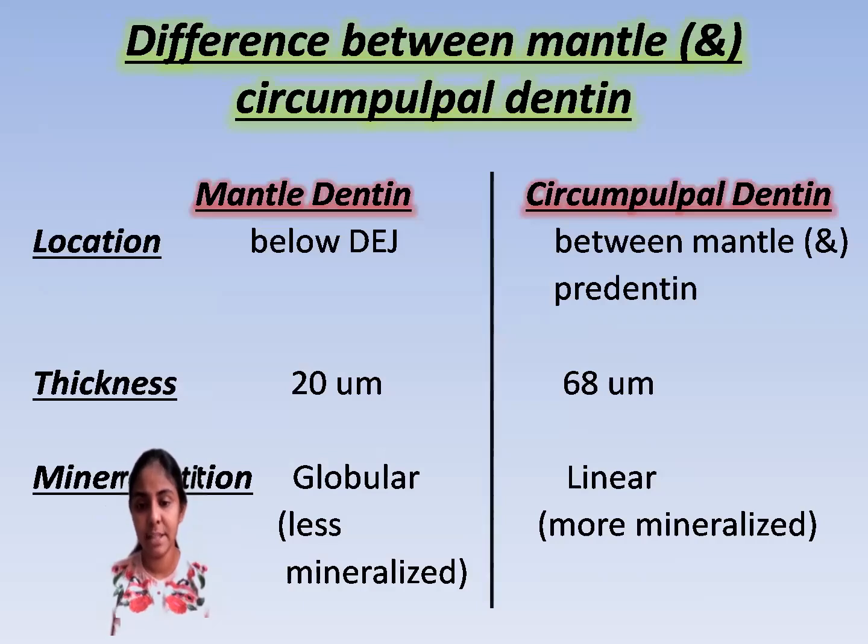Thickness of mantle dentin, 20 micrometers. Thickness of circumpulpal dentin, 68 micrometers. Pattern of mineralization: mantle dentin globular, it is less mineralized. Circumpulpal dentin linear, more mineralized.